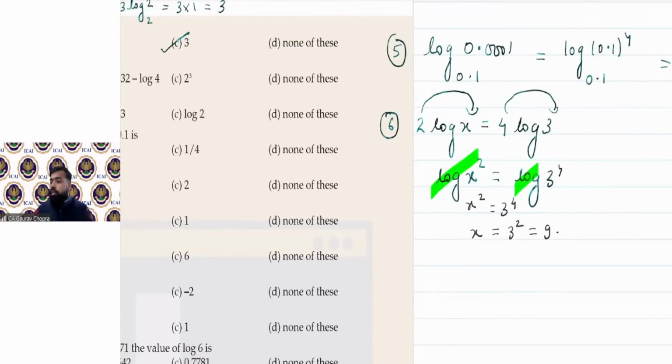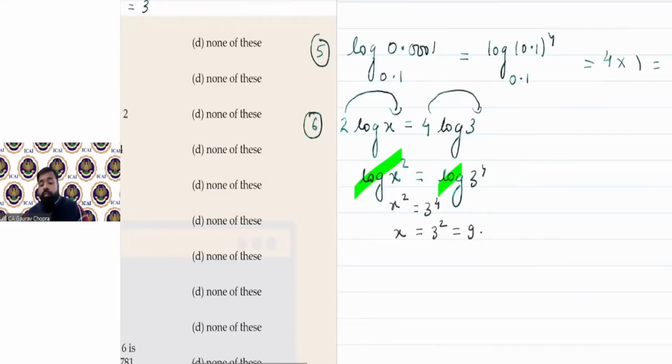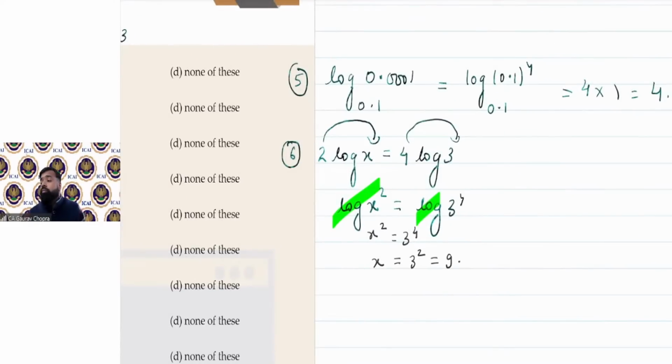Okay. Sarah is asking about question number 5 once again. See, in question number 5, what we have done: the factors of 0.0001 can be written as 0.1 into 0.1 into 0.1 and again into 0.1. That is power 4. So now we have applied the property of power. Power will jump forward. So 4 multiplied by 1 will give you the result 4. Okay, Sarah?